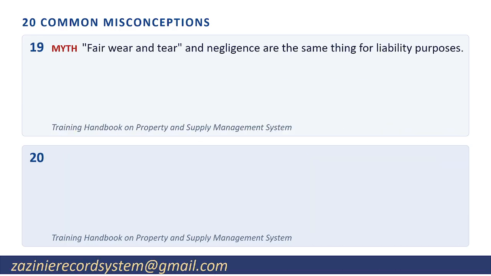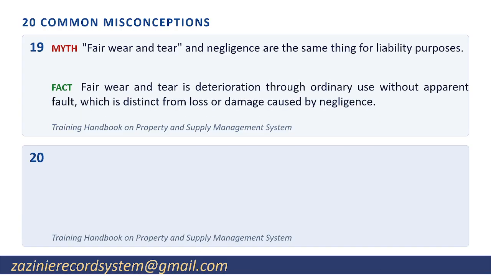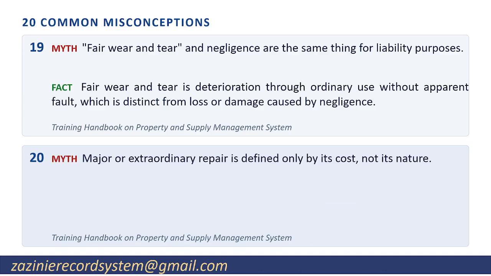20 common misconceptions. Number 19. Myth: fair wear and tear and negligence are the same thing for liability purposes. Fact: fair wear and tear is deterioration through ordinary use without apparent fault, which is distinct from loss or damage caused by negligence.